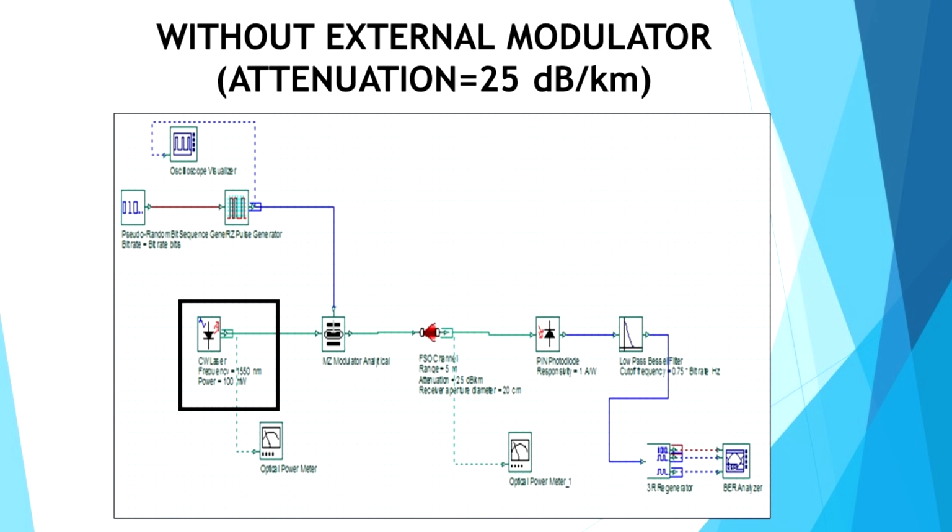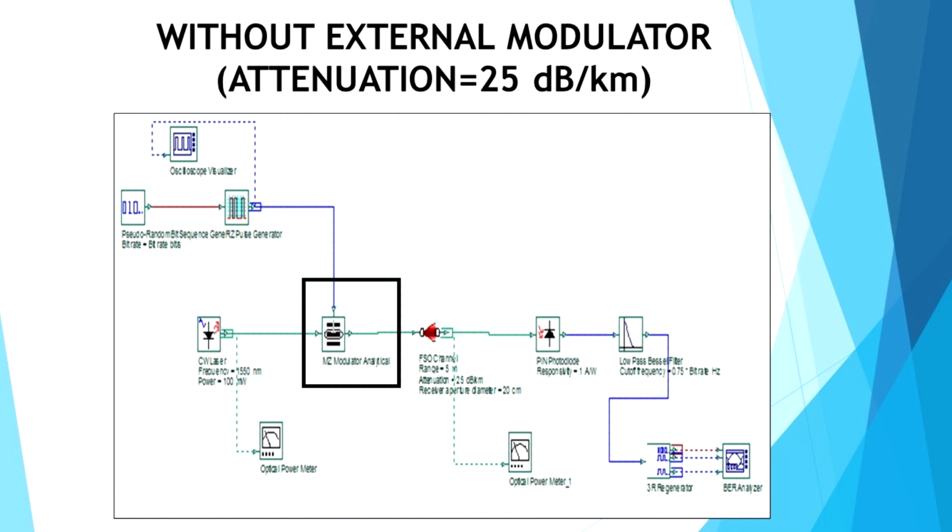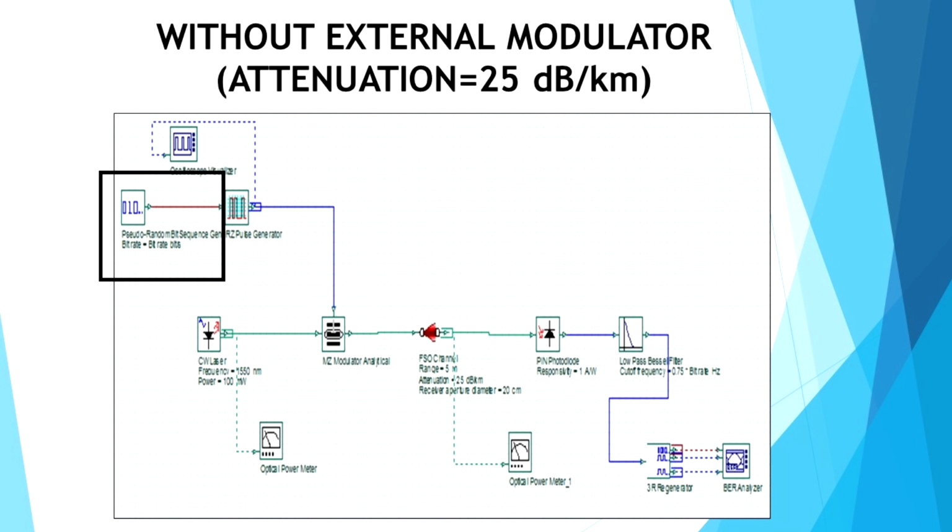At the transmitter part, we have a CW laser with the wavelength 1550 nanometer. Then the transmit signal will enter the MZ modulator analytical. The MZ modulator is an external modulator, which makes it attractive for radio over fiber systems. And then the pseudo random bit sequence generator is used to generate a sequence with a deterministic algorithm, to predict and exhibit statistical behavior similar to a truly random sequence.